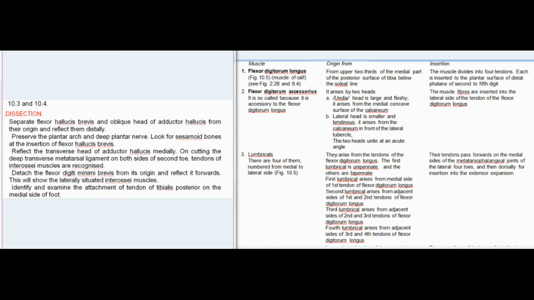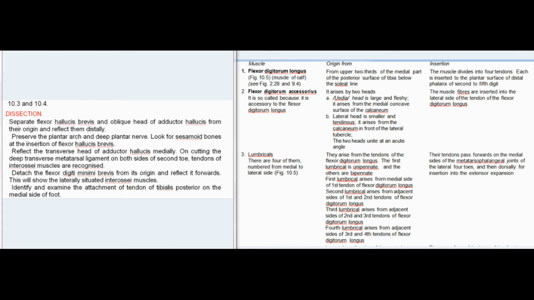Muscles of second layer. The contents of second layer are the tendons of the flexor digitorum longus, and of the flexor hallucis longus, and the flexor digitorum accessorius and lumbrical muscles. The muscles are described in tables 10.3 and 10.4.